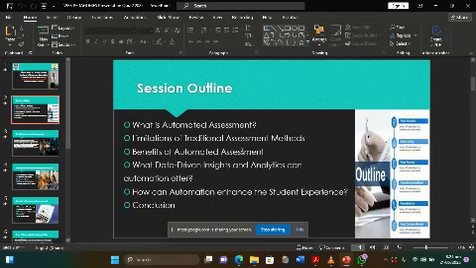Okay, so the next slide we'll talk about the session outline. With the outline, we have what is automated assessment, limitations of traditional assessment methods, benefits of automated assessment, what data-driven insights and analytics can automation offer. Sorry, how can automation enhance the student experience? Then we have the conclusion.